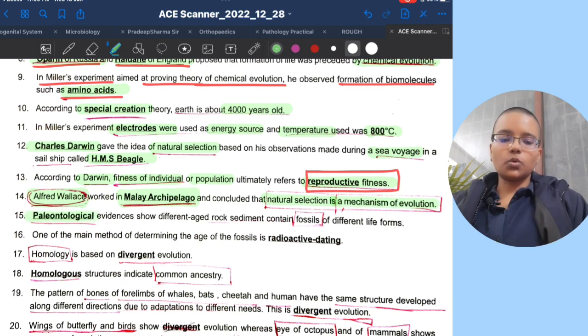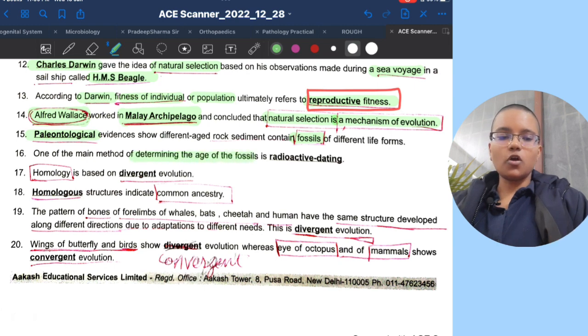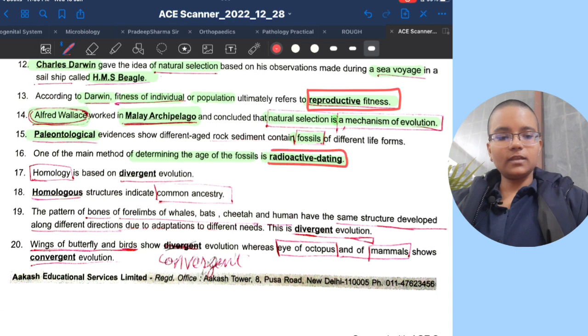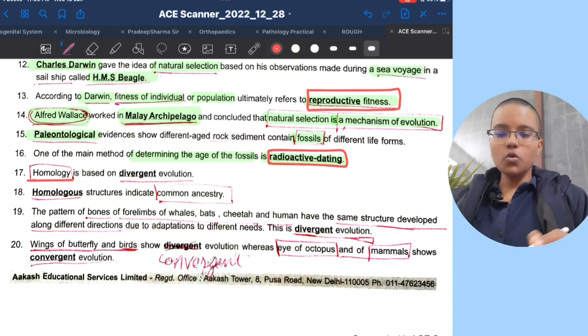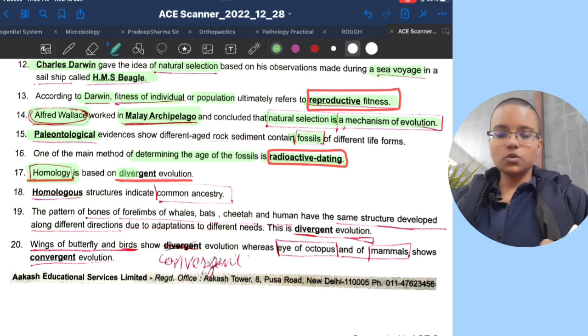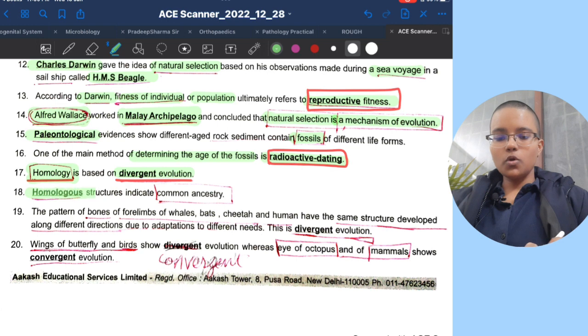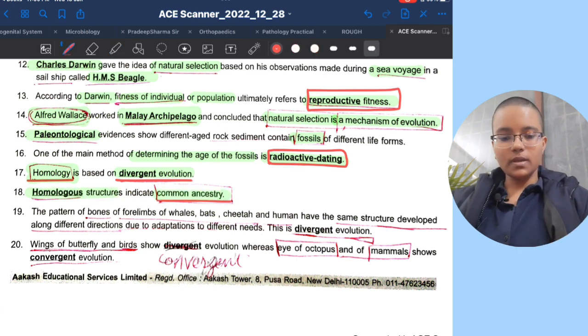Paleontological evidence shows that rock sediments of different ages contain fossils of different life forms. One of the main methods of determining the age of a fossil is radioactive dating. Homology is based on divergent evolution. Homologous structures indicate common ancestry.